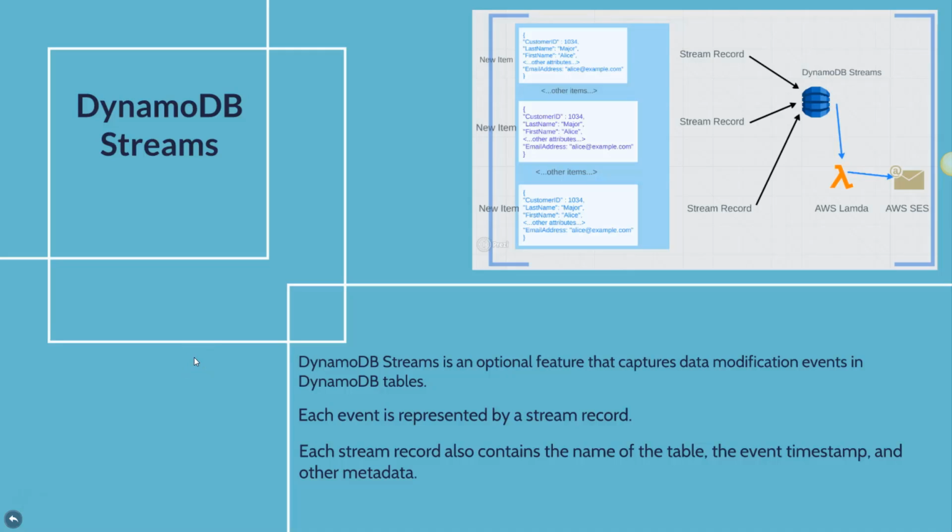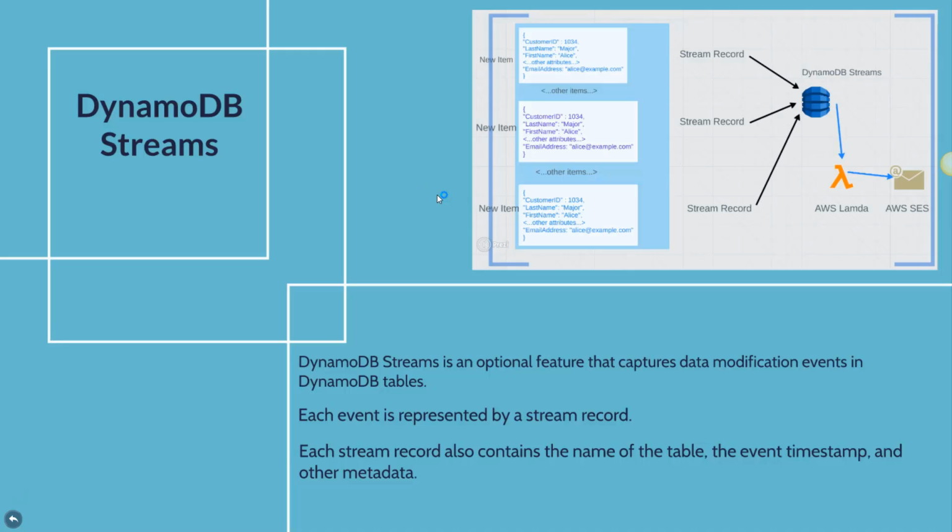Second event: if an item is updated, the stream captures the before and after image of any attributes that were modified in the item. And third event: if an item is deleted from the table, the stream captures an image of the entire item before it was deleted. Each stream record also contains the name of the table, the event timestamp and other metadata. Stream records have a lifetime of 24 hours. After that, they are automatically removed from the stream.